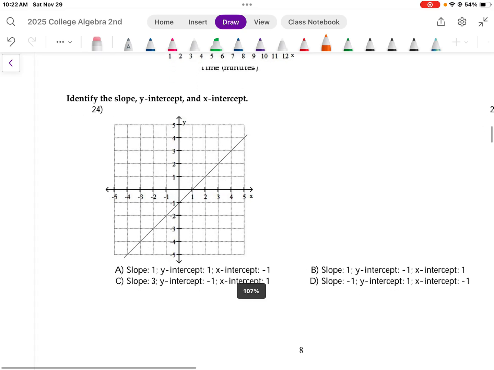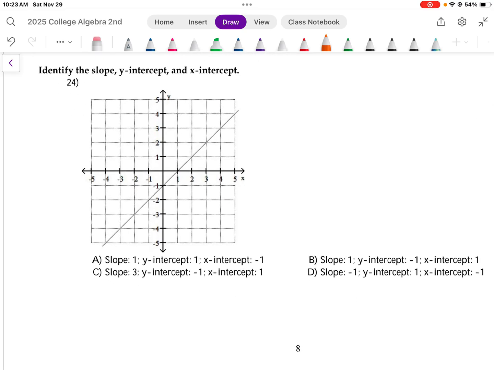All right. Identify the slope and y-intercept. All right, great. Slope, y-intercept, x-intercept. Well, x-intercept, (1, 0). Y-intercept, (0, negative 1). And it looks like it's a rise 1, run 1. So that says a slope of 3.